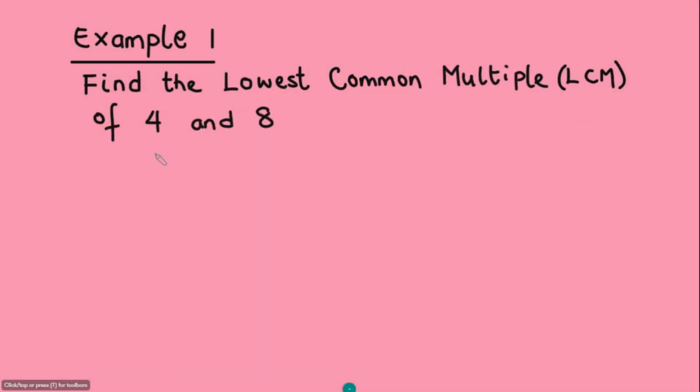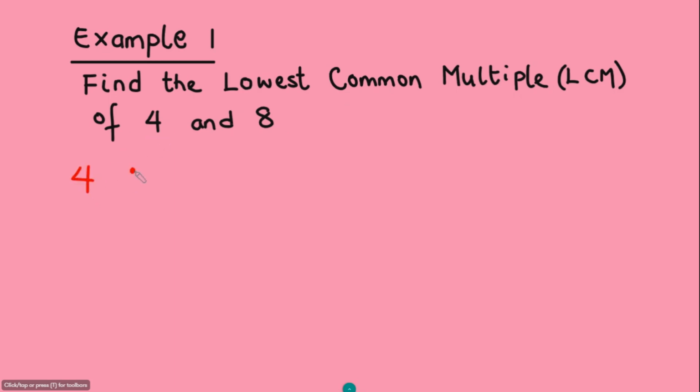In this first example, we need to find the lowest common multiple of 4 and 8. To start with, we need to list out the multiples of 4 and the multiples of 8. But first, the multiples of 4.